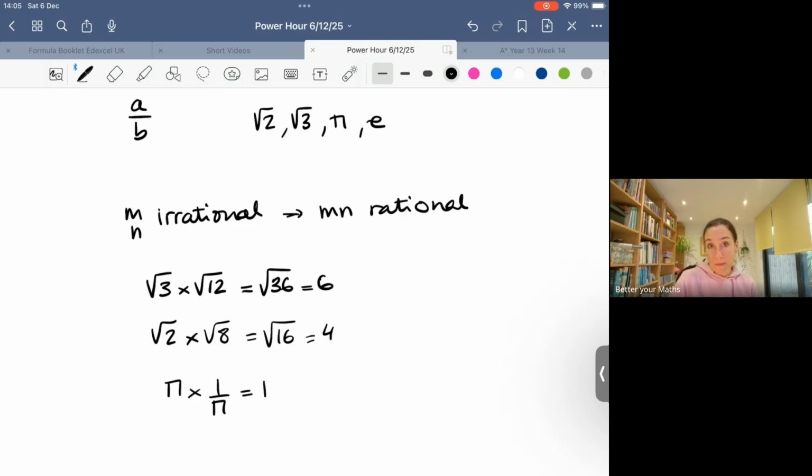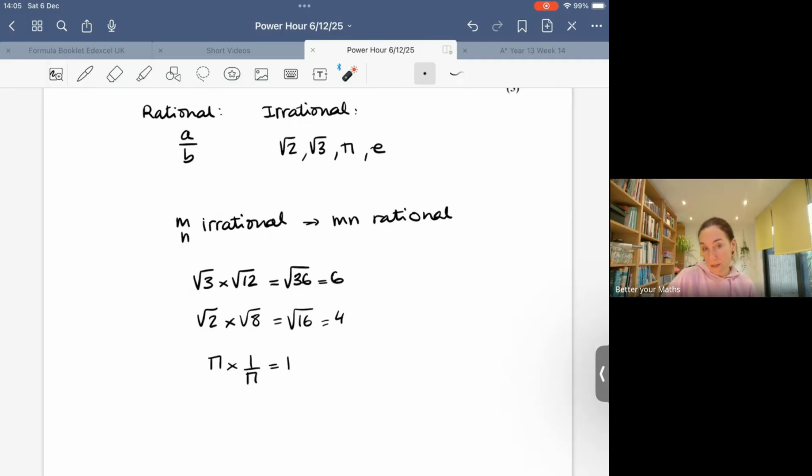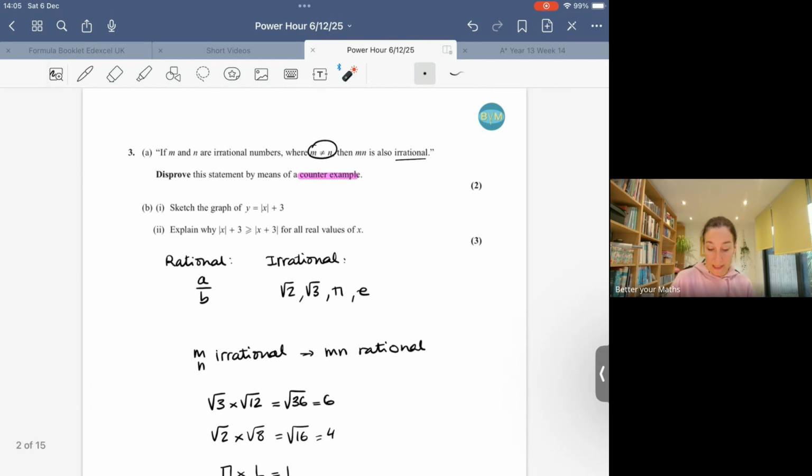It's important that you remember what rational and irrational numbers are, mainly for the proof questions. That's it. Just a numerical example. You don't have to give more than one. They are not giving you more marks for doing more than one, just one.